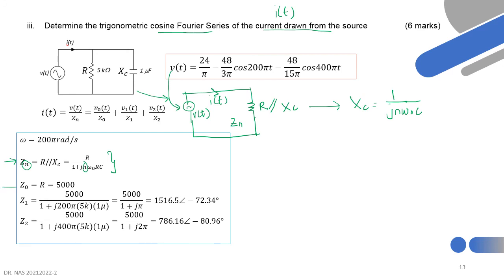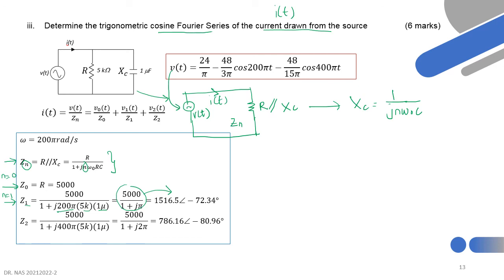So for n equal to 0, your Z naught equal to R. So when n equal to 1, replace the equation with n equal to 1 and replace all values. So your impedance at n equal to 1 equal to these values. So this is 1 times omega naught. This is your R and this is your C. So then you need to convert this rectangular form into polar form.